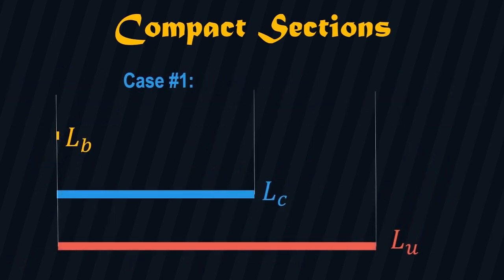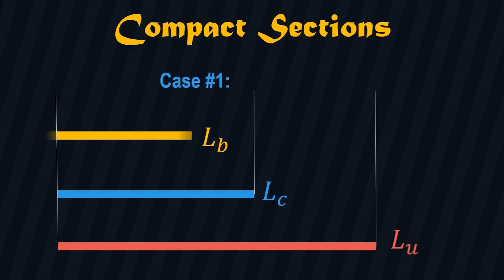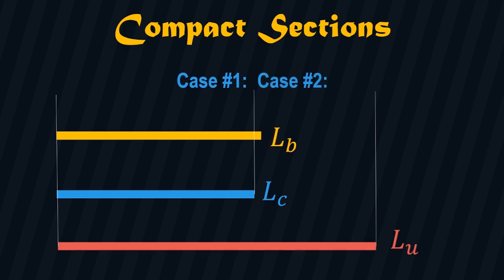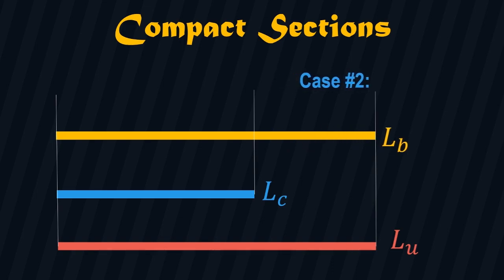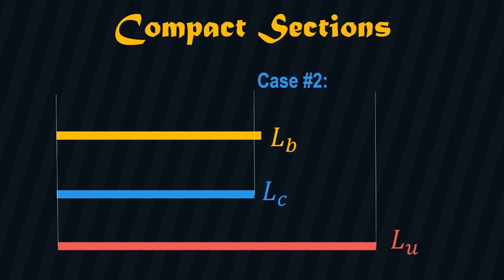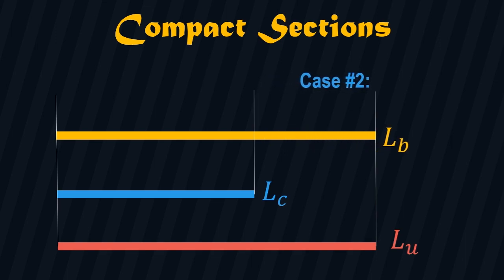To further illustrate the difference between these cases, let us consider this one. Case number 1: LB is equal to or less than LC, so that would be on this region. This is case number 1. LB can be equal to LC, but if LB exceeds the value of LC, it is case number 2. In case number 2, the length LB is somewhere in between LC and LU, but LB cannot be equal to LC because that would be case number 1. If LB exceeds the value of LU, that would be case number 3, this region.